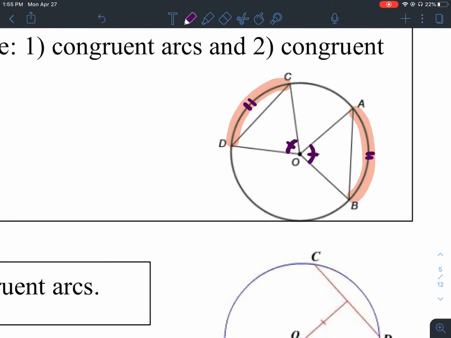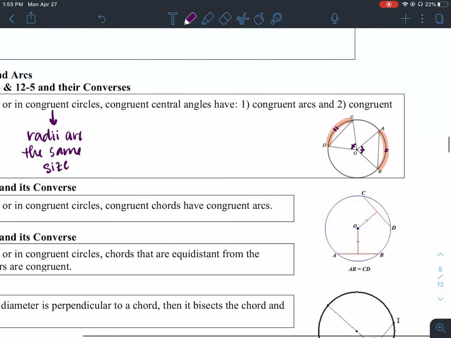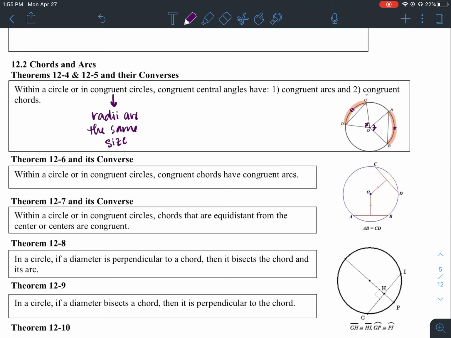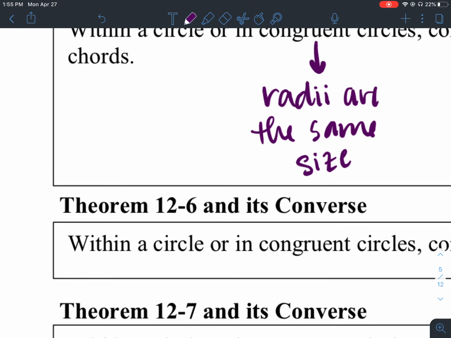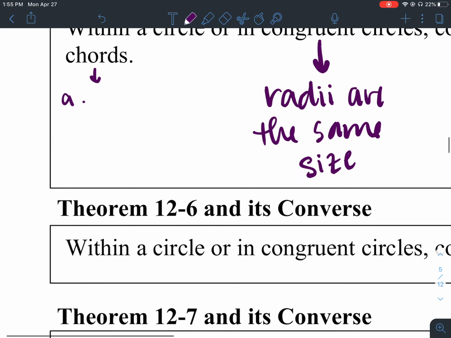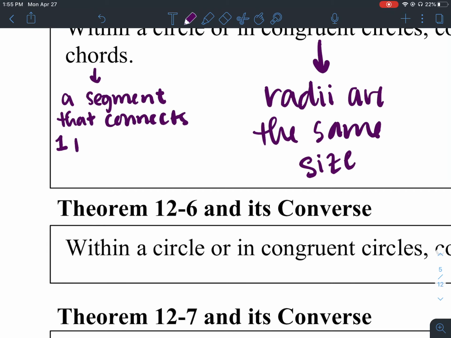That's the first statement. The second one says, okay, you've got these congruent central angles, then you're going to have congruent chords. That's statement number 2. Before we get too far in that, we need to talk about what a chord is. So we're going to define a chord. It is a segment that connects one point on your circle to another.